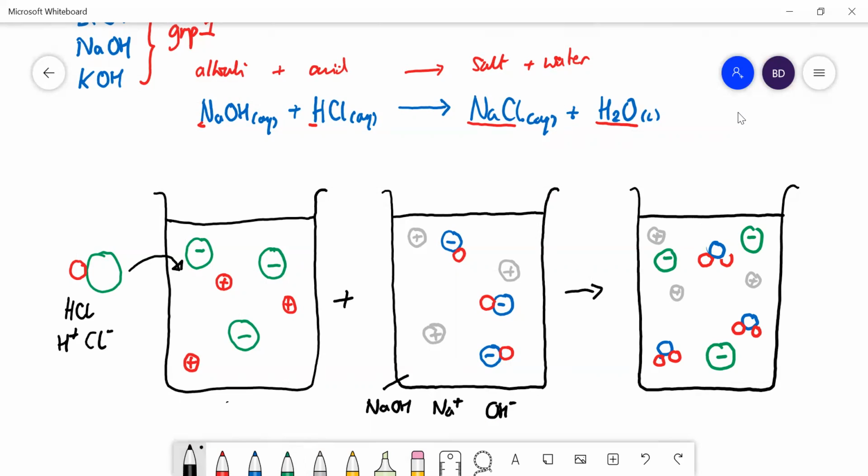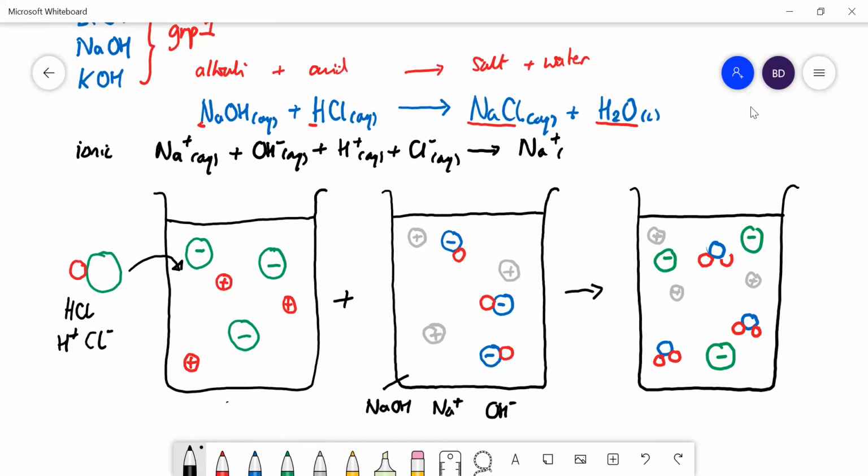So I'm going to rewrite this as an ionic equation. Sodium hydroxide, it's better to write it as Na plus aqueous, because these ions are nothing to do with each other, and the OH minus ions completely separate in aqueous solution. And again with the acid, you've got separate H plus ions and separate Cl minus ions. When they react, you form sodium chloride, with the sodium ions floating around by themselves, nothing to do with the chloride ions. And we've got water there.